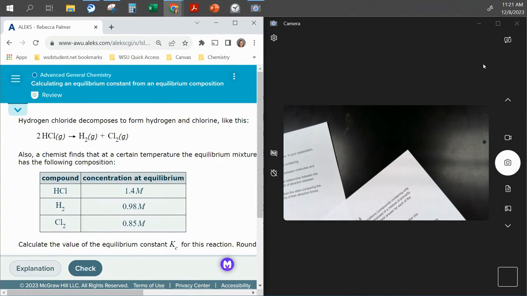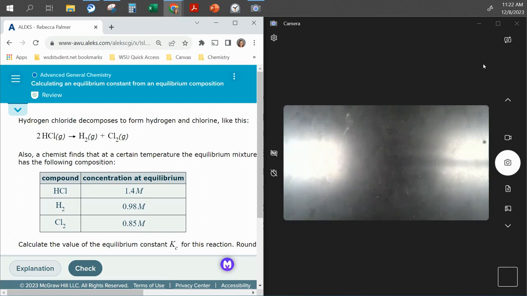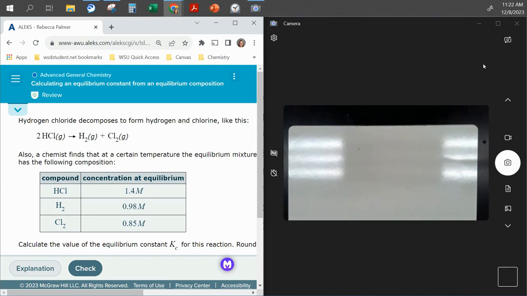All right, so this one, we have to write the equilibrium constant expression. We'll try it with the whiteboard. Let's try that. We'll see how it goes. Okay, I'm just going to change my marker really quick. So do you remember how to write an equilibrium expression? You don't know? Okay, we'll do it together.